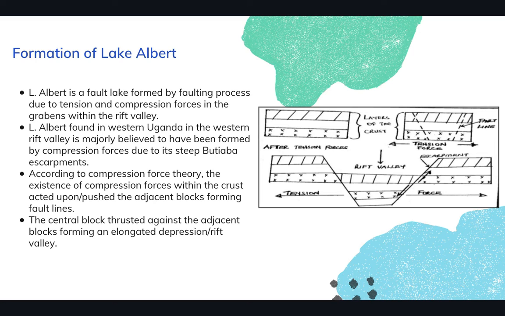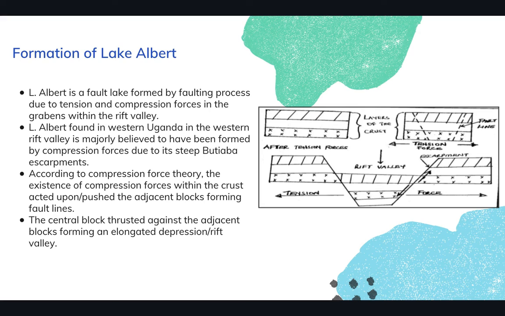Lake Albert, found in the western part of Uganda, and then in the western Rift Valley, is majorly believed to have been formed by compression forces, due to its steep Butiaba escarpments. According to the compression force theory, the existence of compression force within the crust acts upon and pushes the adjacent block, forming fault lines. The central block is thrust against the adjacent blocks, forming an elongated depression, the Rift Valley. So that briefly helps us to understand the fault due to the tension and compression forces.